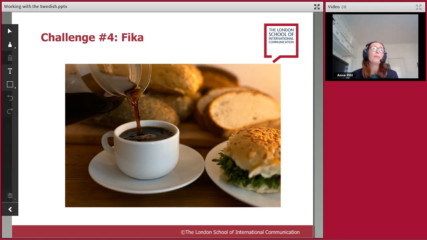Measurable facts are not opinions, they're just measurable facts. So for example, questions like how many, how far. For example, if you say, I am from Enköping, how far is that from Stockholm? What's the population? These are the sort of questions Swedes often like to ask.